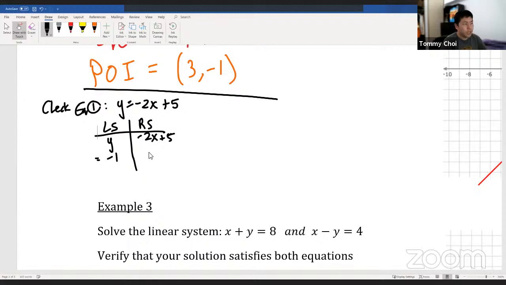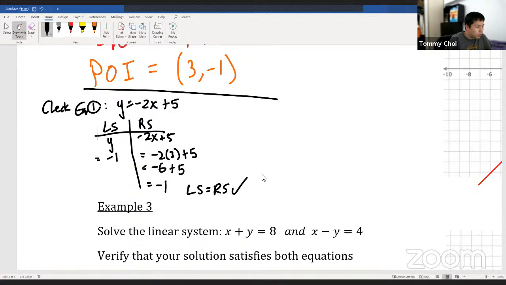On our left side, we get negative 1. On our right side, we plug in 3. The left side's already solved. It's just y. So on our right side, negative 2 times 3 is negative 6. And then plus 5. Negative 6 plus 5 is negative 1. And then we can write at the end, left side equals right side, check mark. We're good. That point is definitely on that line.